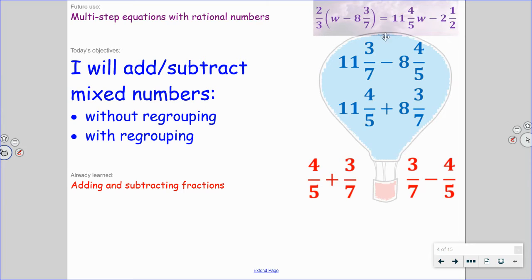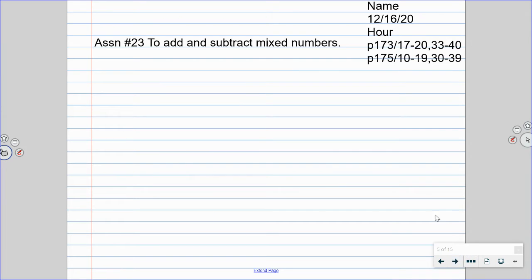Eventually, you'll be able to get into multi-step equations with rational numbers. That is where we're heading. That's why we need this skill, one of the reasons at least. And so here we go. If you'd like, pause, get assignment 23 ready to go and titled.